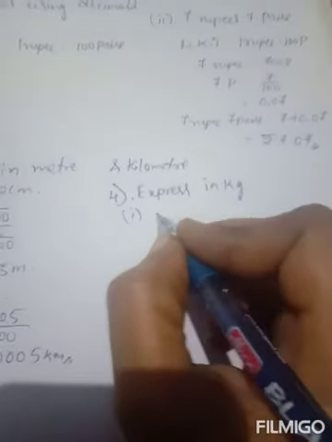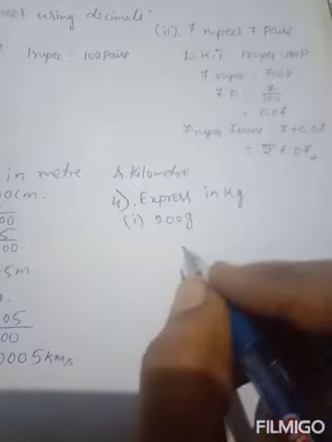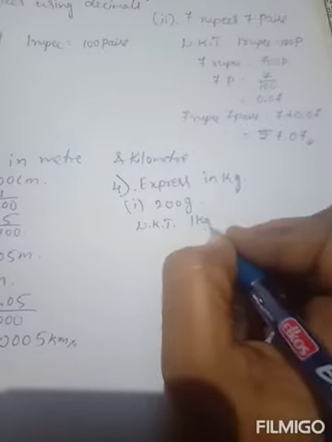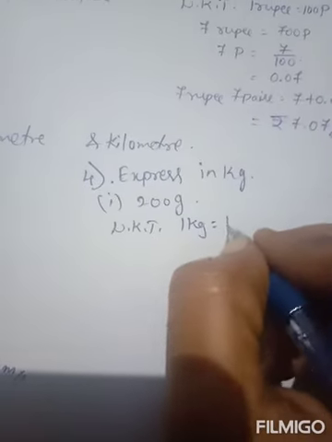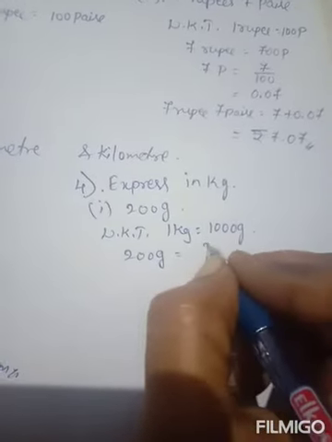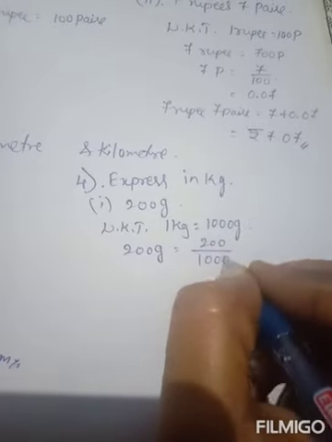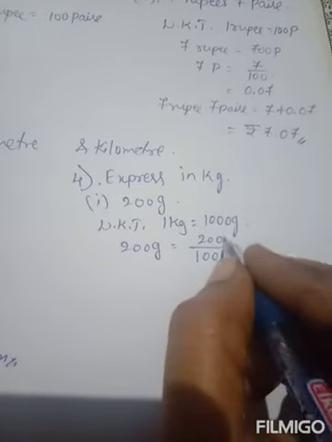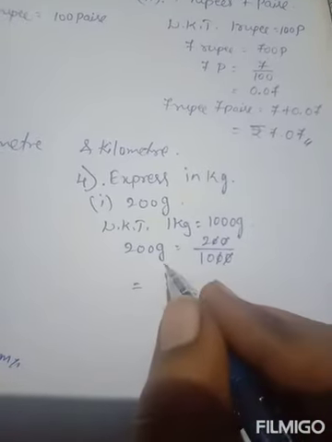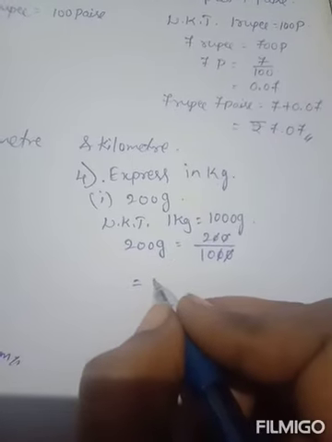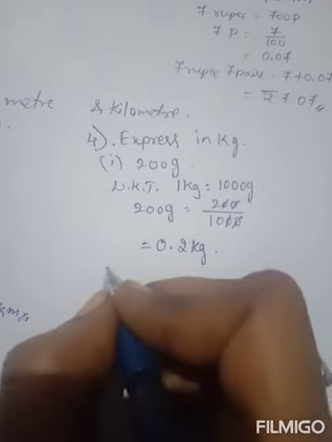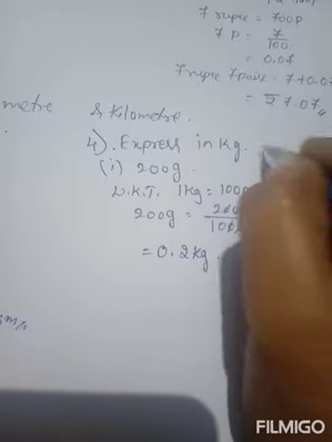That is first one, 200 grams. How will you show this one? We know that 1 kg is equal to how many grams? 1000 grams. Then 200 grams is equal to 200 by 1000. You can cancel out the zeros here itself, then you will get 2 by 10. If you divide 2 by 10, what will you get? 0.2 kg. Understood? Then the second one I will show you.